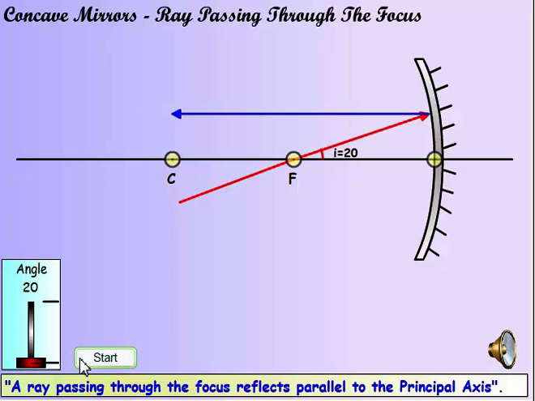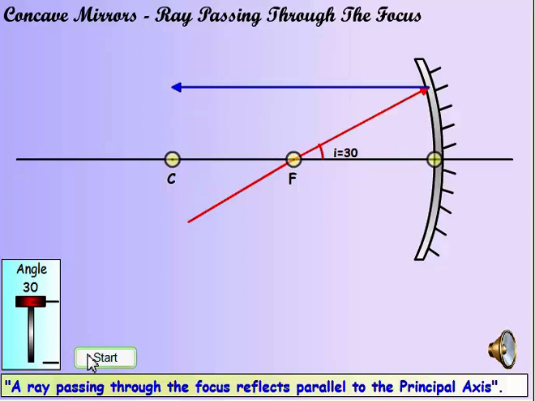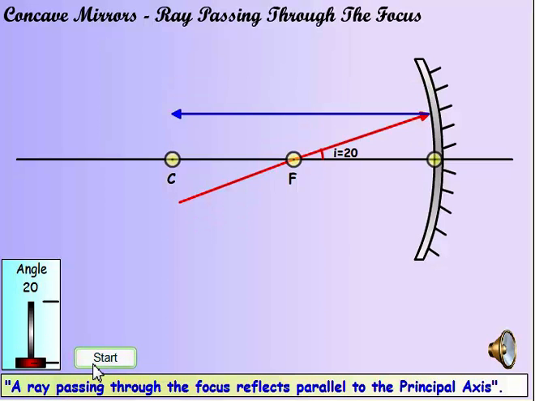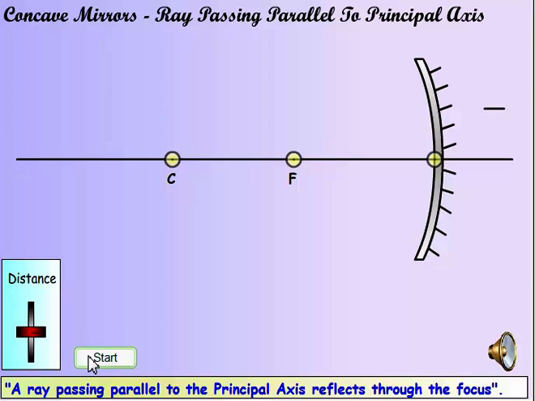When an incident ray passes through the focus, it reflects parallel to the principal axis. When an incident ray passes parallel to the principal axis, the reflected ray passes through the focus.